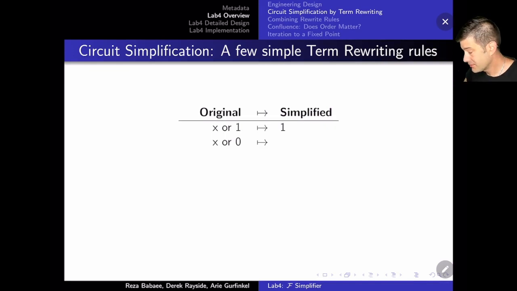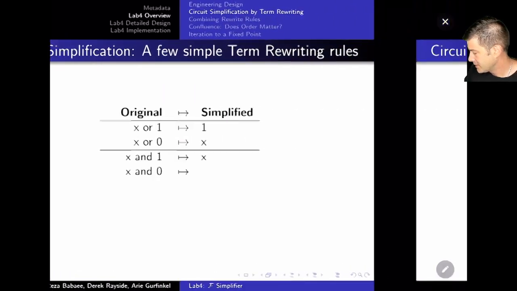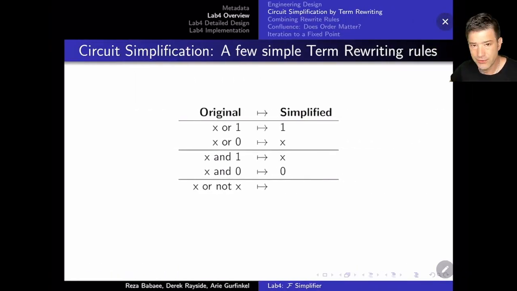I have a similar simplification rule with a 0. So x or 0. We know that if one of the arguments of an OR is a 0, then the other one is the important one. So this whole thing gets simplified into x. We can now switch to an AND operator, and we have two very similar rules for an AND. The only thing that's different here is that we switch 1 and 0.